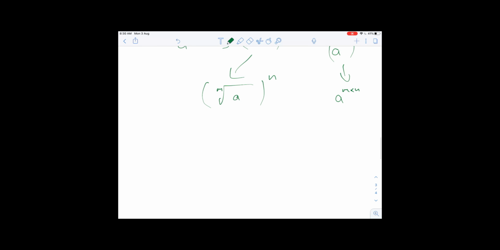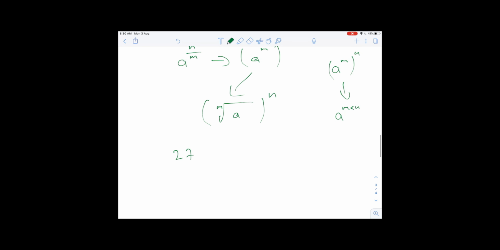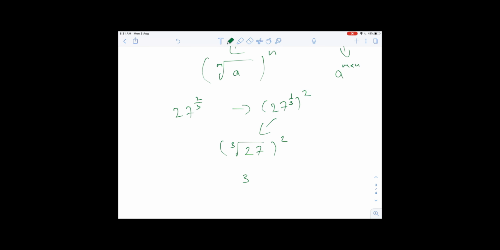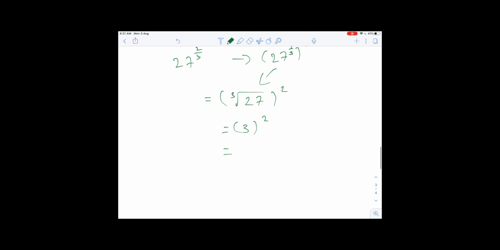An example of this question can be, if we have 27 to the power of 2 over 3. What does this mean? We can just remove the bracket, there's no need for these brackets. So we can write this as 27 to the power 1 by 3, and 2 goes outside. This can be written as the cube root of 27, squared. This is equivalent to 3 squared, which is 9.